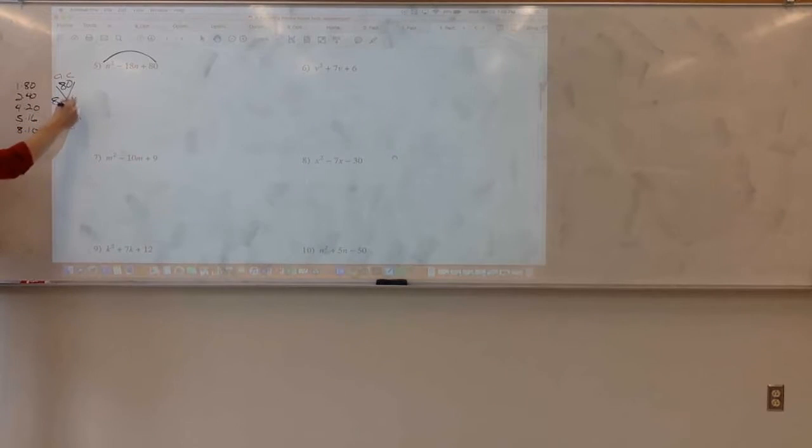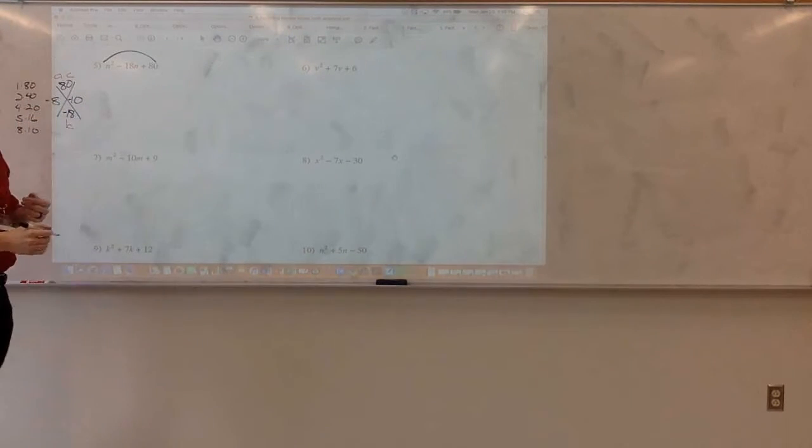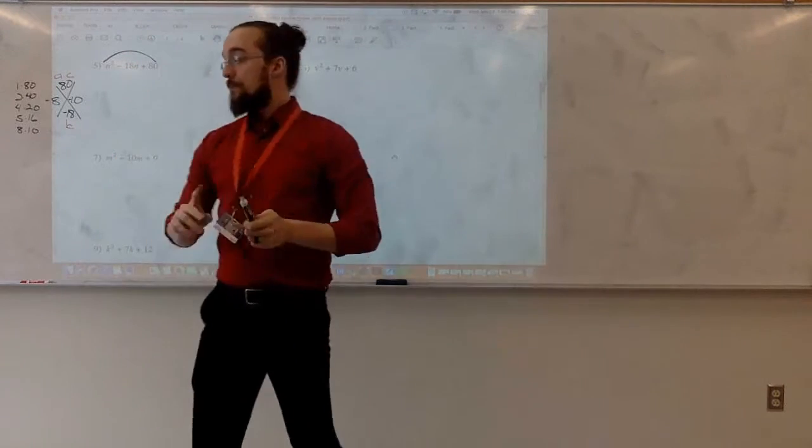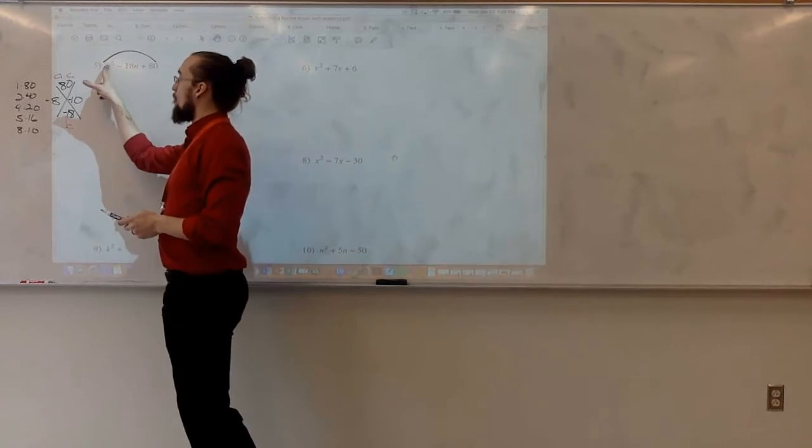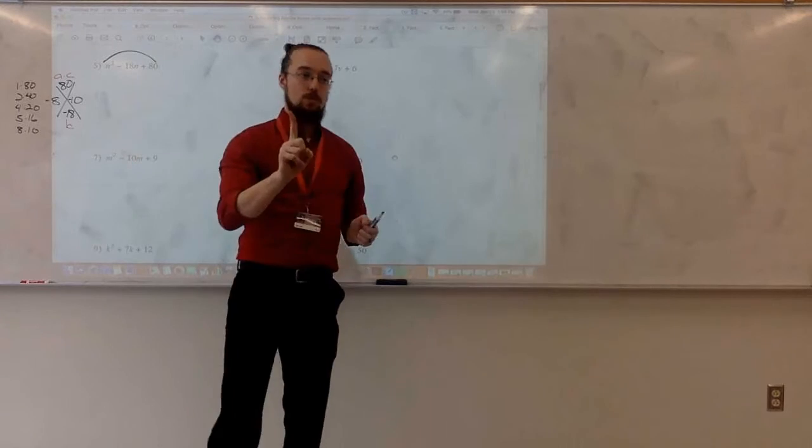So 8 and 10. 8 plus 10 is positive 18, though. Are they both negative? They're both going to be negative, right? Because if I multiply a negative times a negative, I'll get positive 80, and then add them together, we would get negative 18.